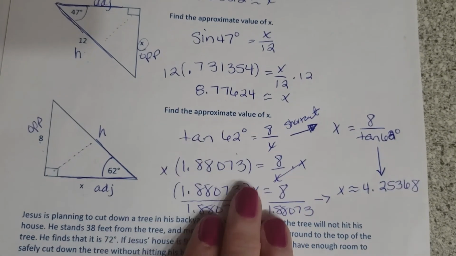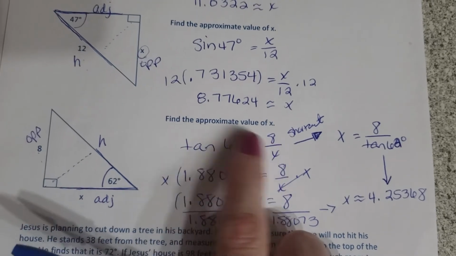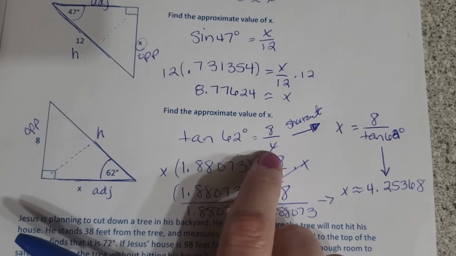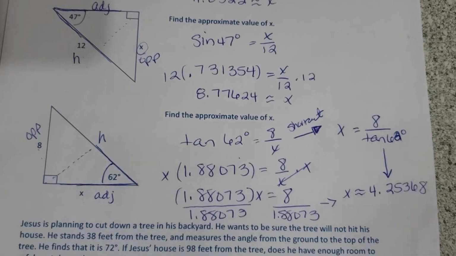So if you prefer to just solve the way that you know how to solve, keep doing that. If you remember that when you're solving for a denominator, you can always just flip these two things around, then go ahead and do that too.